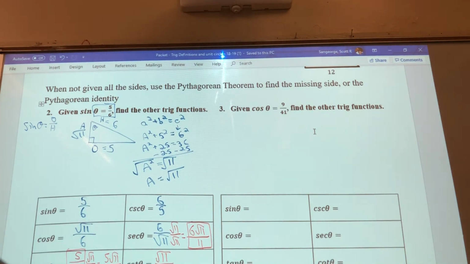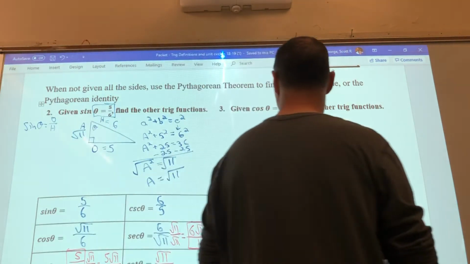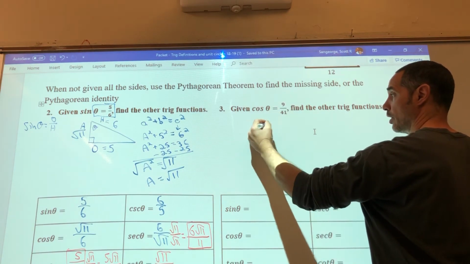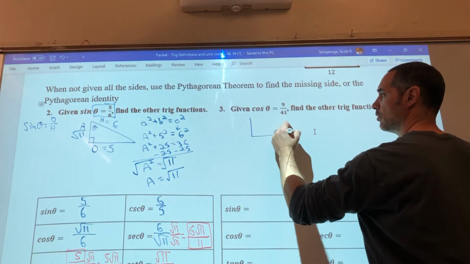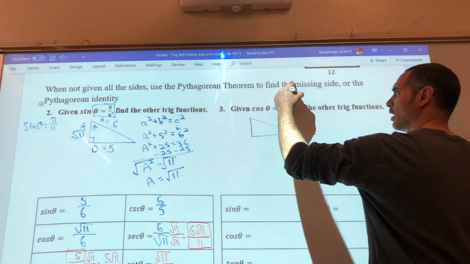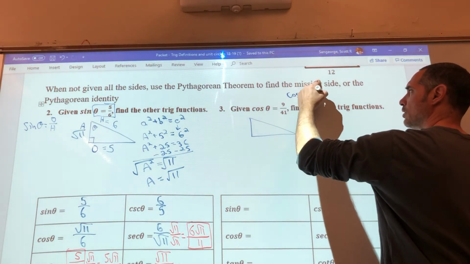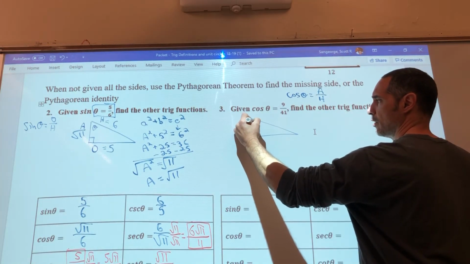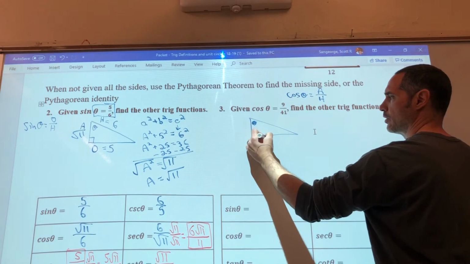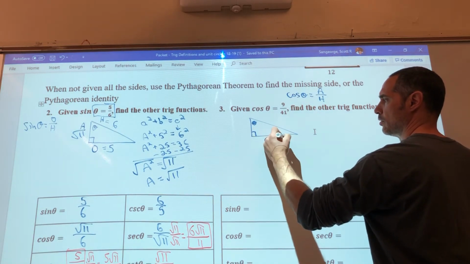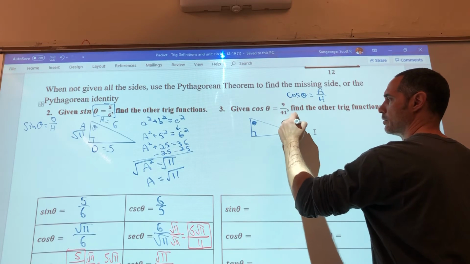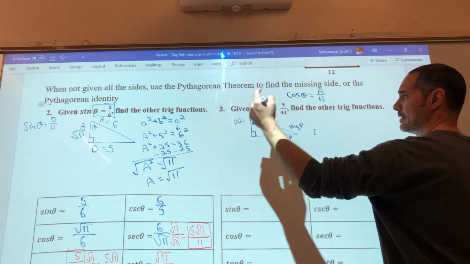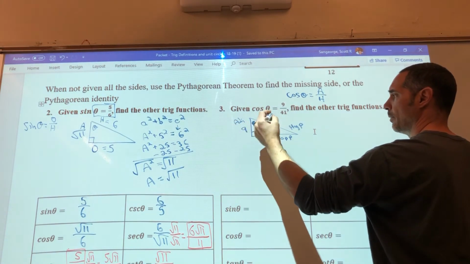All right, let's try that again with example number 3. This time, cosine is 9/41. So again, drawing a right triangle, and recognizing that cosine is equal to adjacent over hypotenuse. So here's my theta. Here's my right angle. So this is going to be opposite. This is my hypotenuse. This is going to be my adjacent. So my adjacent is 9. My hypotenuse is 41.